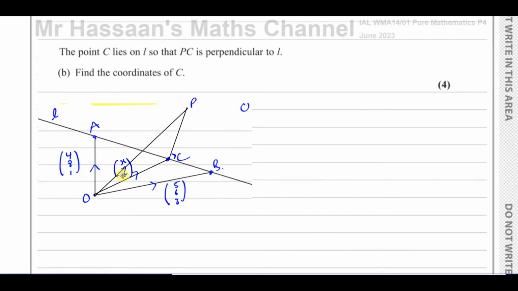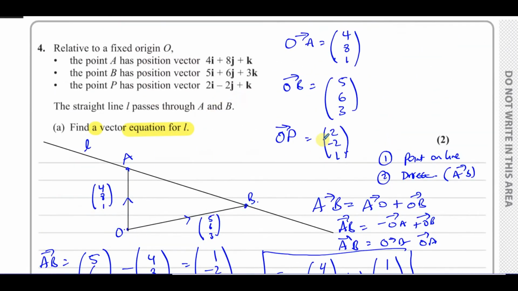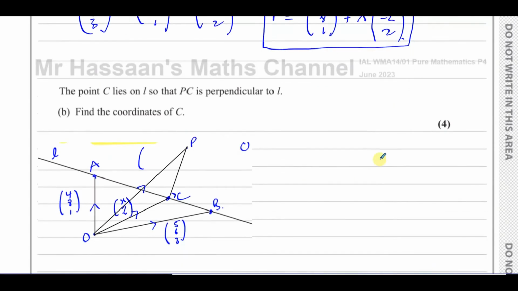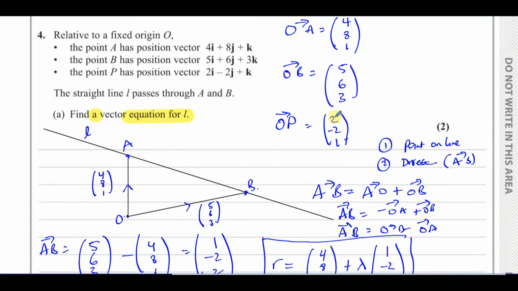Okay, and here we know the vector from O to P. We know the vector from O to P. Okay, that's given to us already. The vector from O to P is given to us at the beginning, which I labeled C by mistake, (2, -2, 1). Okay, so that's the vector from O to P.